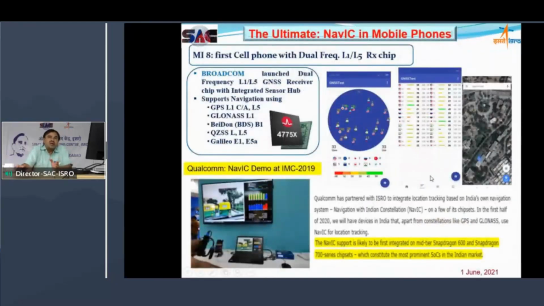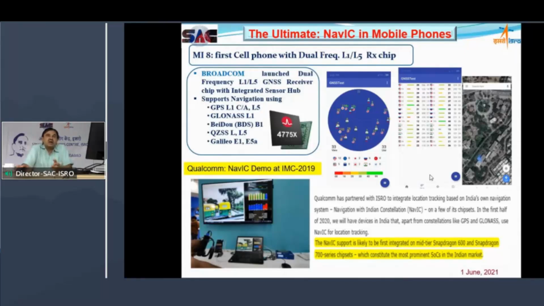And the ultimate will be how NAVIC will come into your mobile phones, because all of you know you have GPS in your mobiles. You use it to locate, as I said, when you go to a new place, you try to locate the location of different well-known places using your mobile.